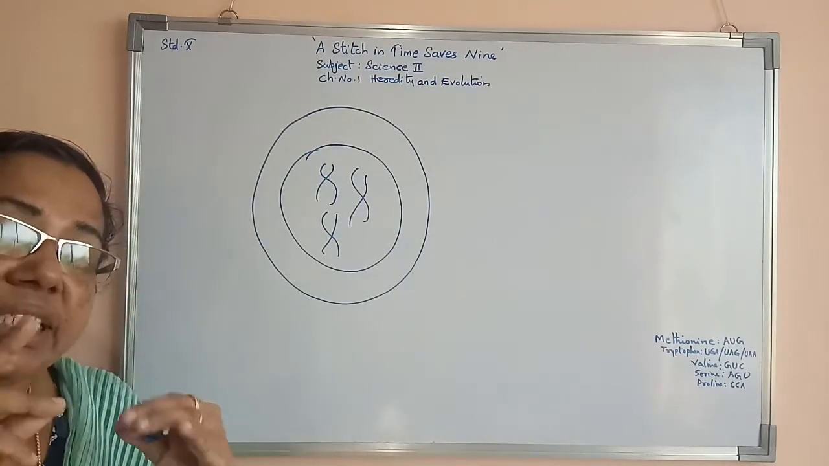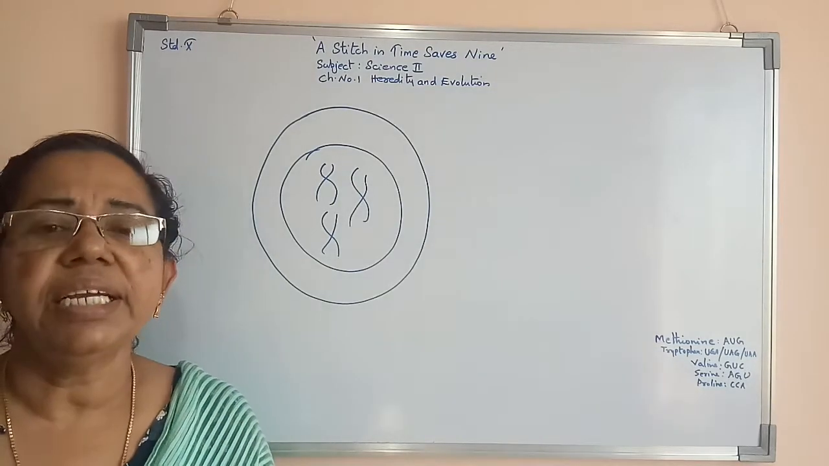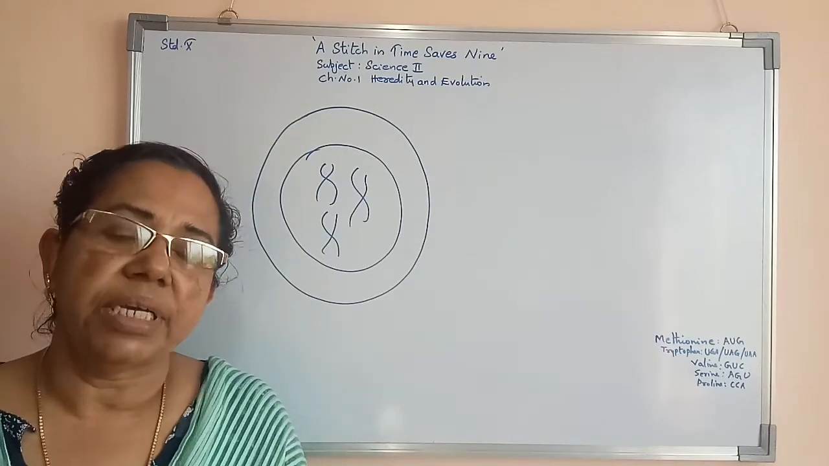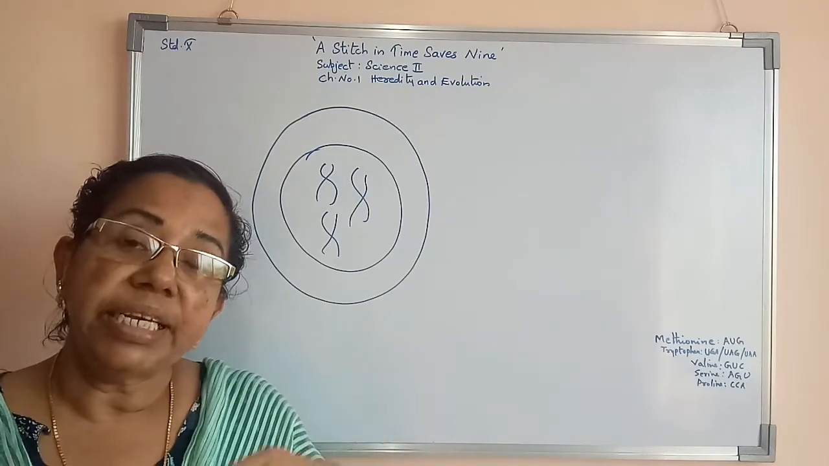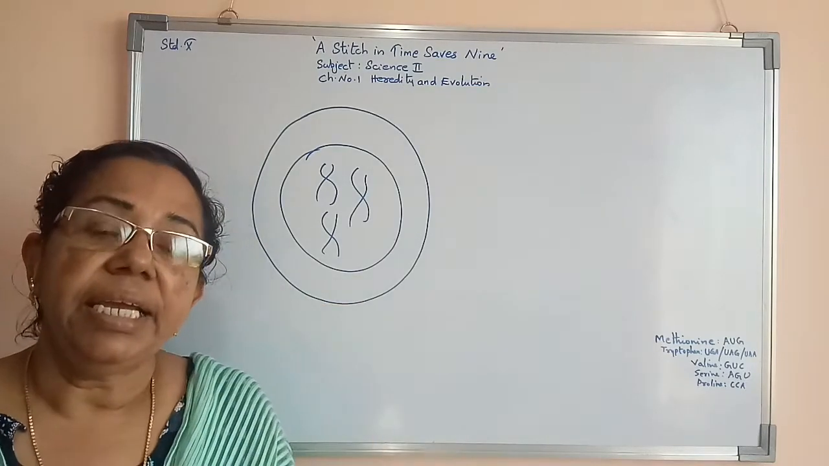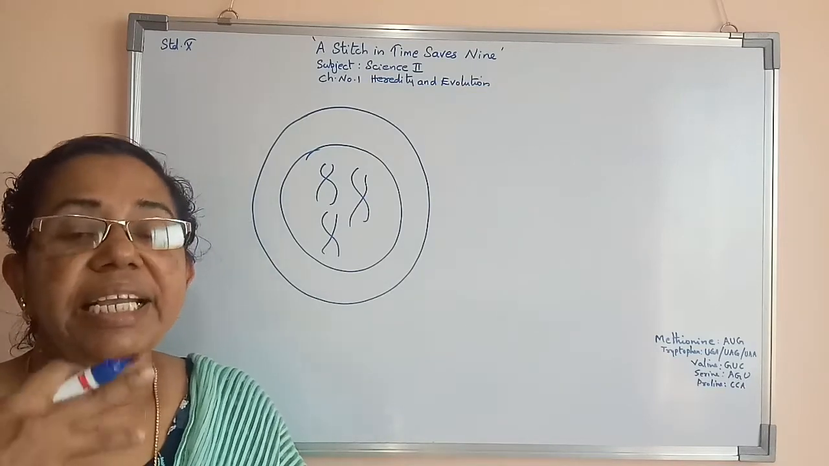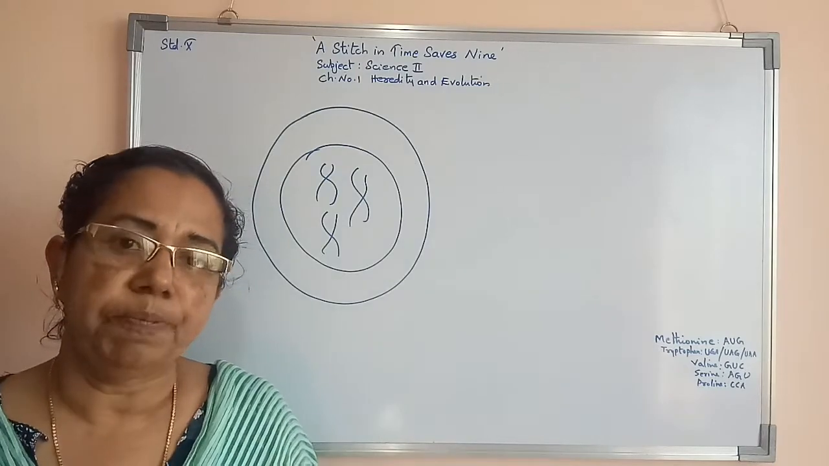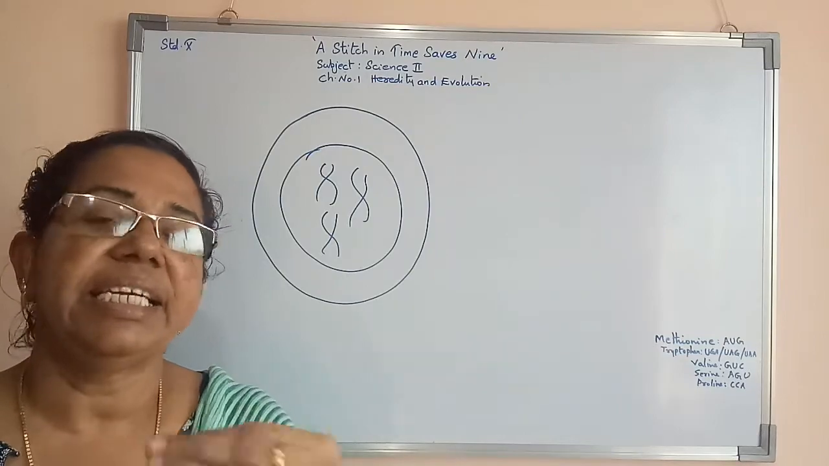Now, genes have a specific function. One gene has to do one function, that is for making either proteins or enzymes. In the case of DNA, there will be thousands of genes, and each gene has a specific function. Now, here we are going to study about DNA as well as RNA.